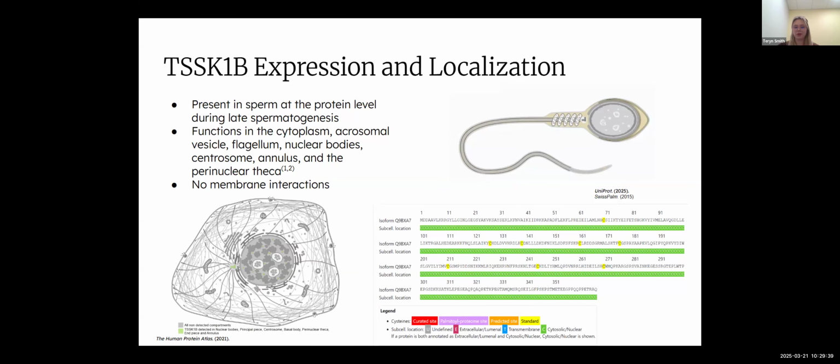TSSK1B is expressed in sperm during late spermatogenesis and functions in the cytoplasm, acrosome, flagellum, nuclear bodies, centrosome, annulus, and the perinuclear theca, which surrounds the nucleus everywhere but the tail region. Here are some photos from UniProt and the Human Protein Atlas that highlight the expression, here in beige and here in green. And then here, as you can see from SwissPalm, the protein is entirely cytosolic.